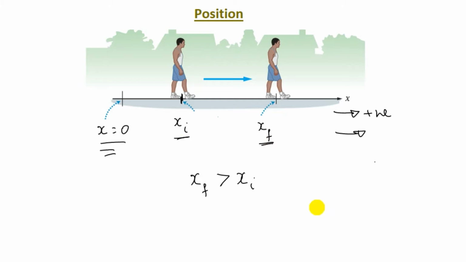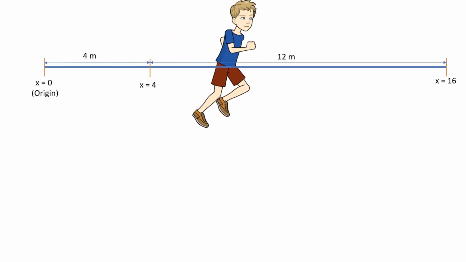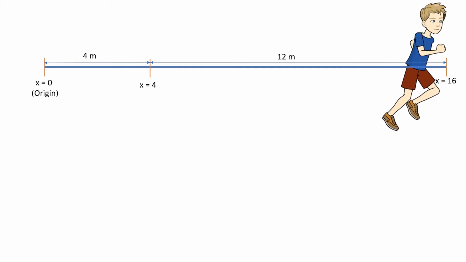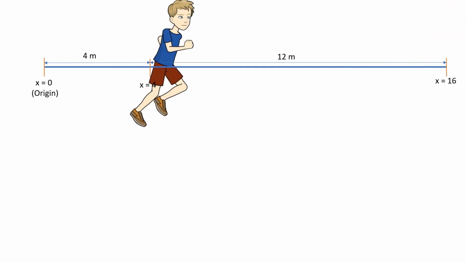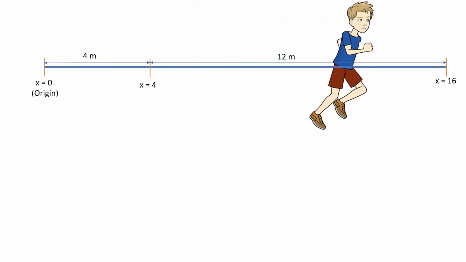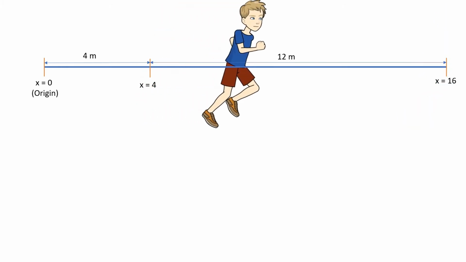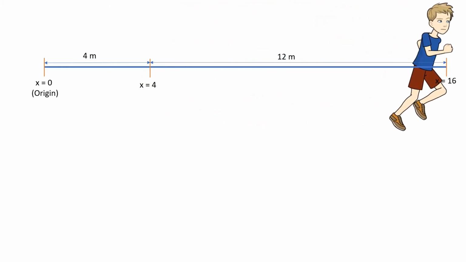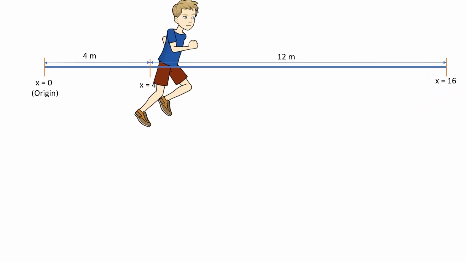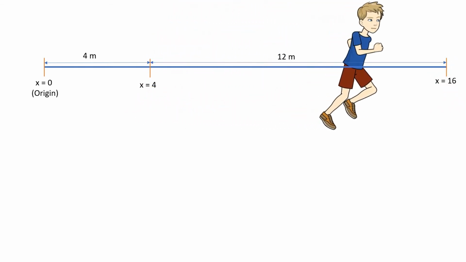Now next we're going to discuss the term distance. To understand distance, we're going to use this animation. Now in this animation we can see that a cartoon character started running from the initial position and it stopped at the final position. So the distance traveled would be equal to the total length of the trip.